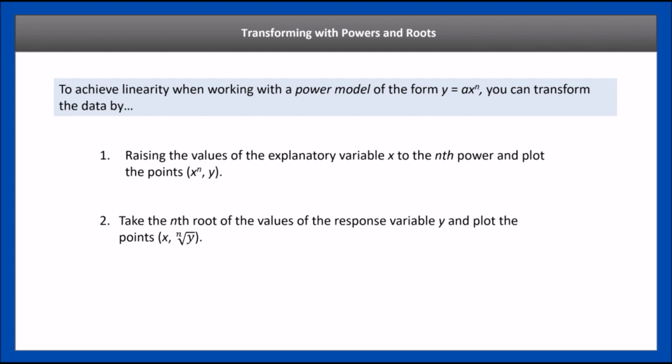The second thing, and this could be an or, right? Or you can take the nth root of the response variable and plot the points x and then the nth root of y. So if you're doing, for example, a model of y equals ax to the 4th power, then this would be x to the 4th, y, and then this would be x, 4th root of y, as an example.